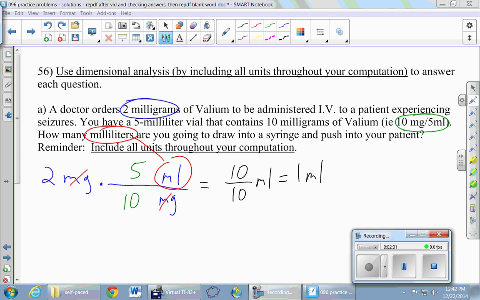Of course, it might have been really easy for some of you to recognize that we just needed 1 milliliter based on the numbers in this problem. But the idea here is to practice with dimensional analysis, which is why we wrote everything out.